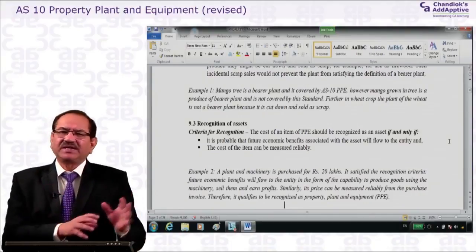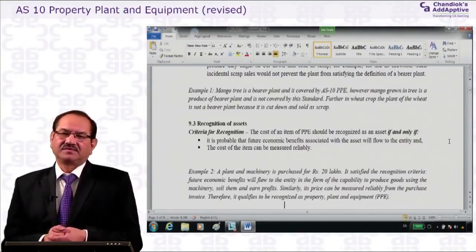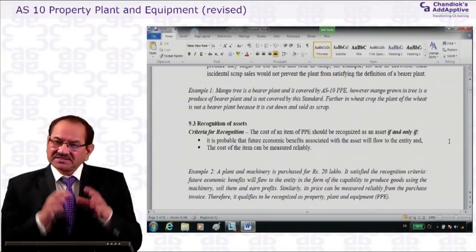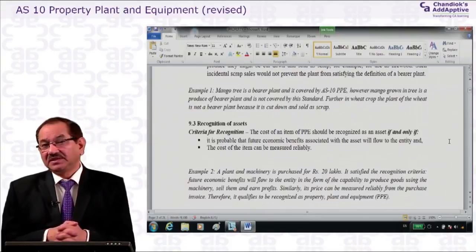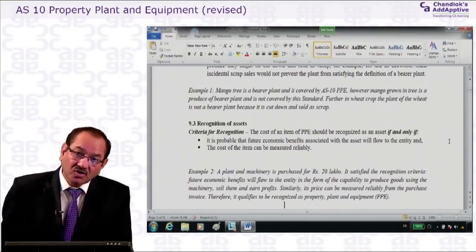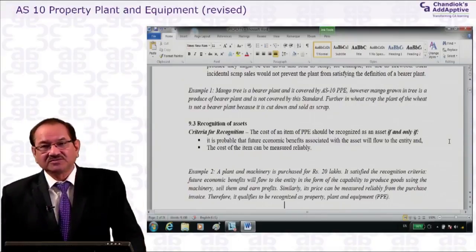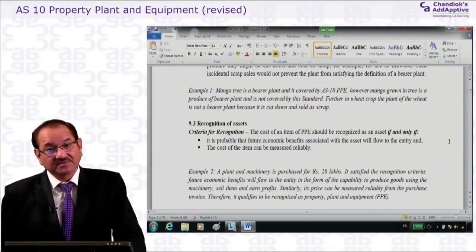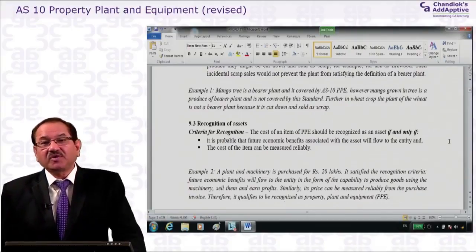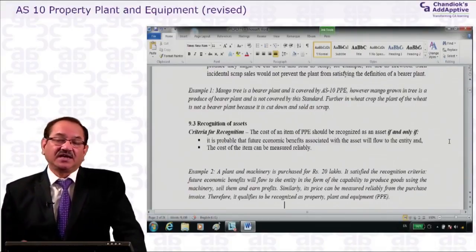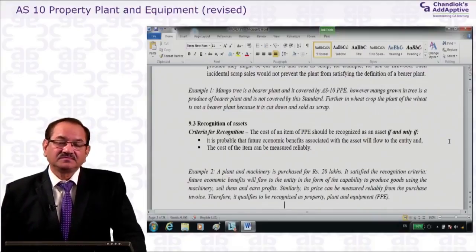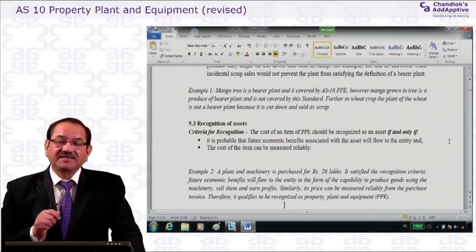The wordings were different in accounting standard 10, fixed assets, but the substance was the same. Here the wordings are a little bit different, and dear student, you are not completely unknown to these wordings which you are describing now. What it says is, it is probable. This word probable you will not find in the earlier accounting standard 10, but you will be finding it here.